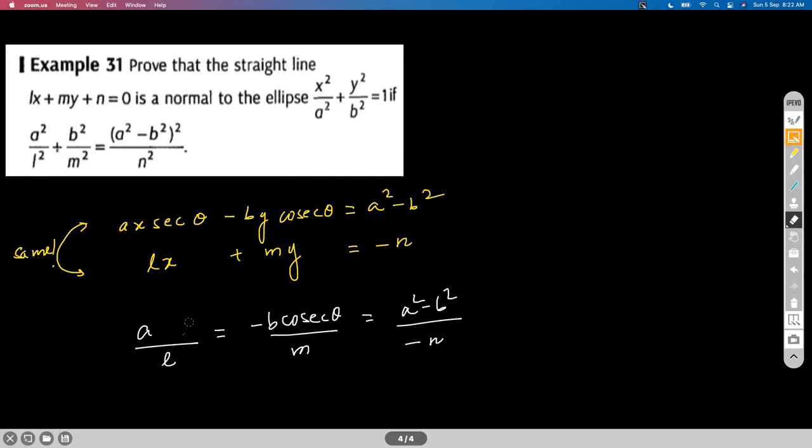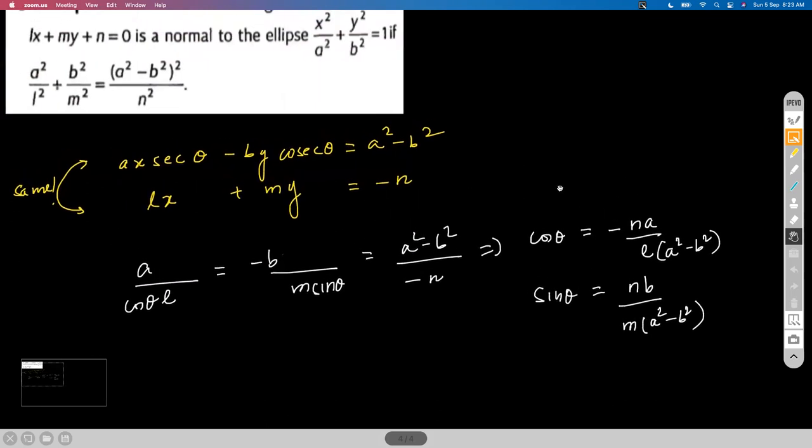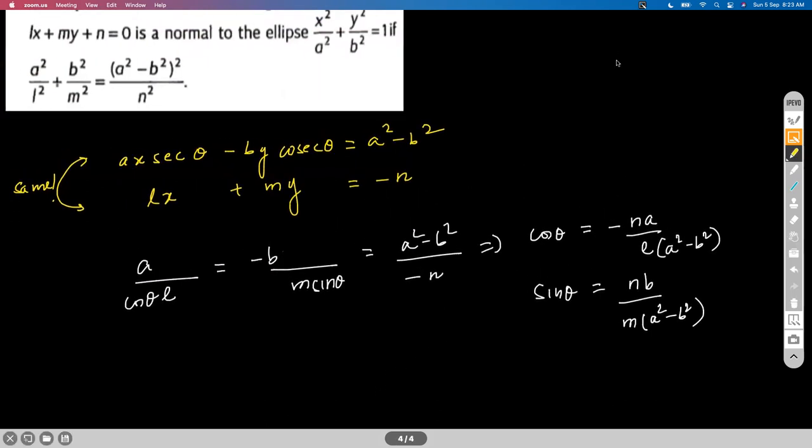So let's write sec as reciprocal of cos. Let's write cosec as reciprocal of sine. And use your famous Pythagorean identity to eliminate theta here. So cos theta would be, very good, Anirudh, cos theta would be minus N a by L times a square minus b square. And sine theta will be N b by M times a square minus b square. Correct? Do let me know if I have missed out on any expression here. I don't think so. I have taken care of everything.